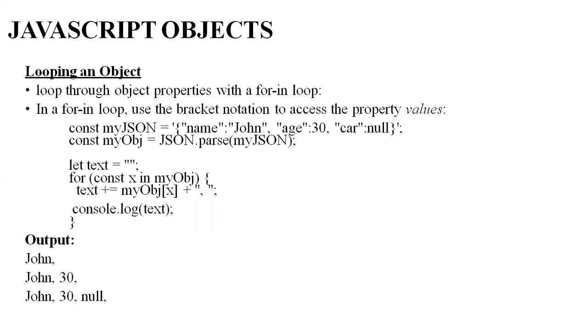Every iteration, the first time John is printed. The second time the age value 30 is printed. The third iteration, the null value is printed. In each iteration we print one value based on the JSON object. Then finally we print console.log(text). The first output is John, the second output is John, 30. The third iteration will be null: John, 30, null.